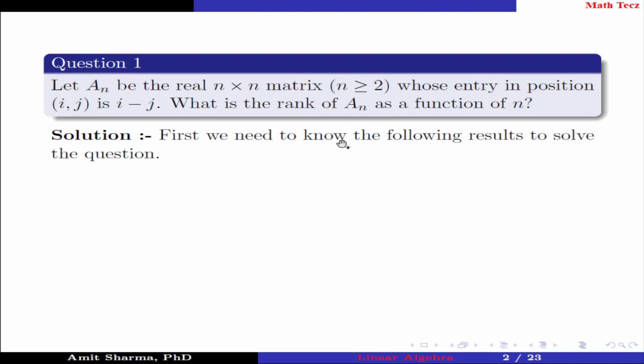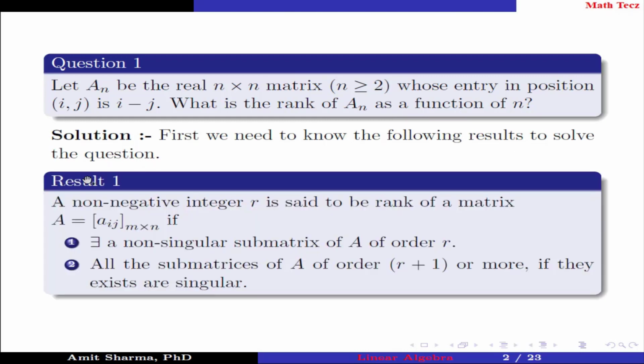First, we need to know the following results to solve the question. Result number 1. A non-negative integer r is said to be the rank of a matrix A if there exists a non-singular submatrix of A of order r. All the submatrices of A of order r plus 1 or more, if they exist, are singular.